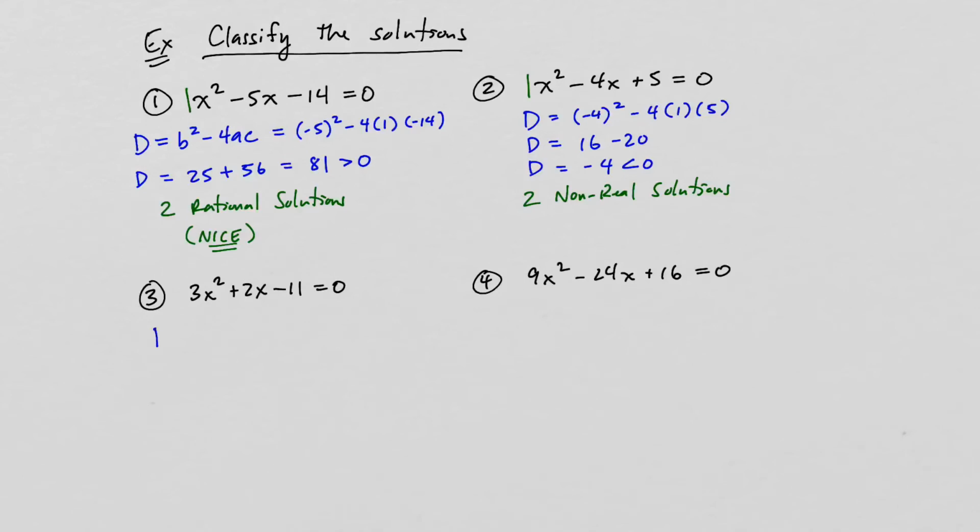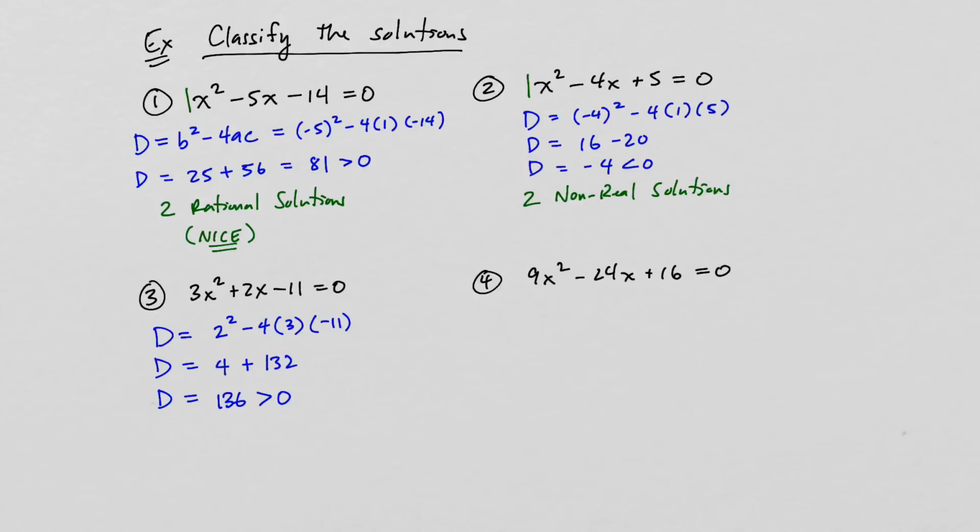So again, let's calculate the discriminant. In this problem, the discriminant is b squared, which is 2 squared, minus 4 times a, which is 3, times c, which is negative 11. This is 4 plus 4 times 3 is 12, and 12 times 11 is 132. So this discriminant is 136. 136 is a positive number. So if it's positive, that means we have two real solutions.